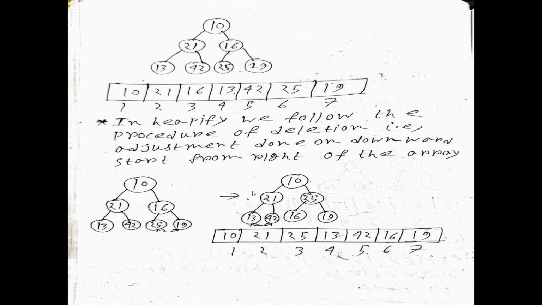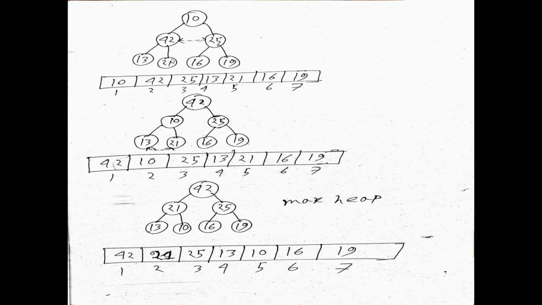The rule says that if it is not a max heap on deletion, we must compare with the two children, 13 and 42. Take the greater child, that is 42. Swap with the root the greater child. So 42 goes here, 21 goes there. Now what is the next element? 42 is over. Now next is 10.